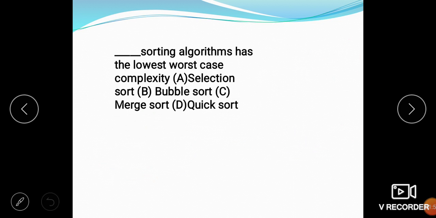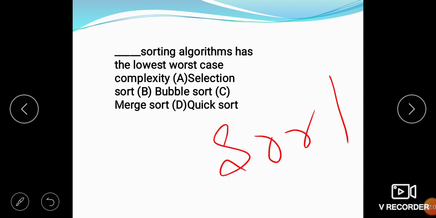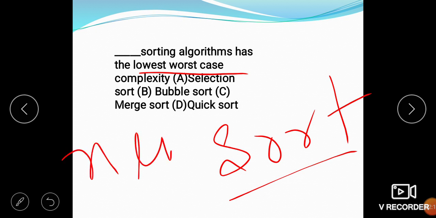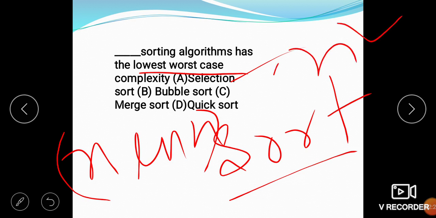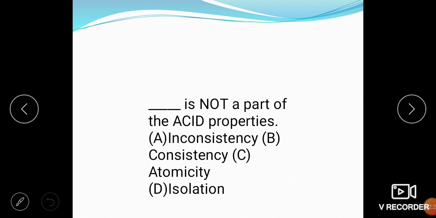So now the next question is on sorting algorithms. Sorting is a very important chapter, so you have to know all the concepts related to time complexity and the sorting techniques. In this question, for the lowest worst case, we all know that merge sort gives the lowest worst case, that is O(n log n). In the others, selection sort and quick sort, all are n square. For this reason, merge sort is the correct answer.